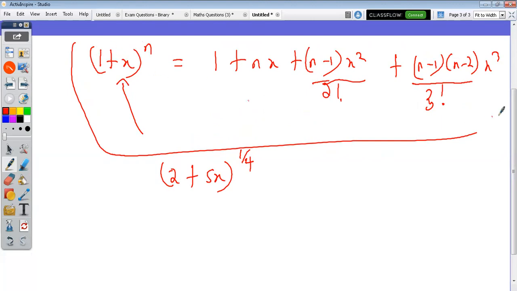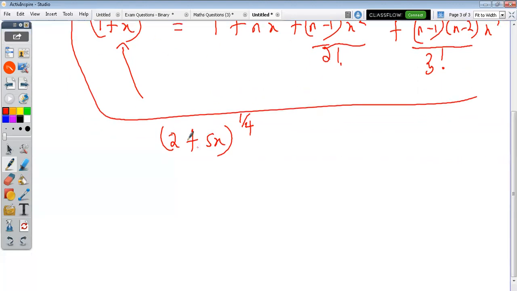Well, this has to be 1 here. So what it means, to show you what you do here, is you divide everything inside here by 2, so that this is 1 plus 5x over 2 like this. Then you take the 2 outside.